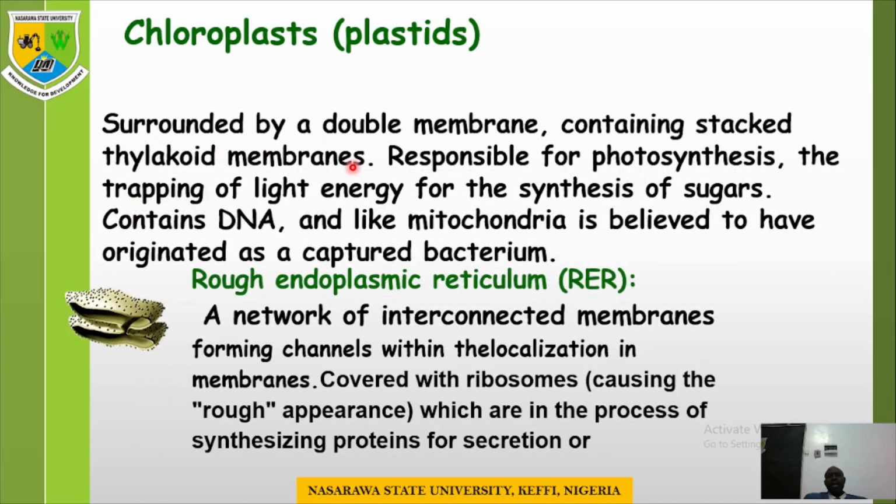Chloroplast, surrounded by a double membrane containing stacked thylakoid membranes, responsible for photosynthesis. In animal cells, we have mitochondria, but in plant cells, we have the chloroplast. The chloroplast is responsible for photosynthesis. It traps the light energy for the synthesis of sugar. The light energy is trapped in the chlorophyll. The plant will absorb water and minerals from the roots, and in the presence of light, your sugar is synthesized.